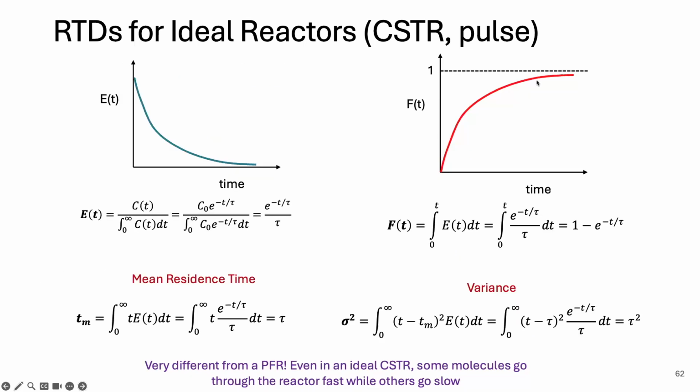So in this case, for an ideal CSTR, going through the same equations of our E curve or F curve, we would expect that the mean residence time, Tm, should be equal to tau. In this case, though, our variance is not equal to 0. Our variance would be equal to tau squared.